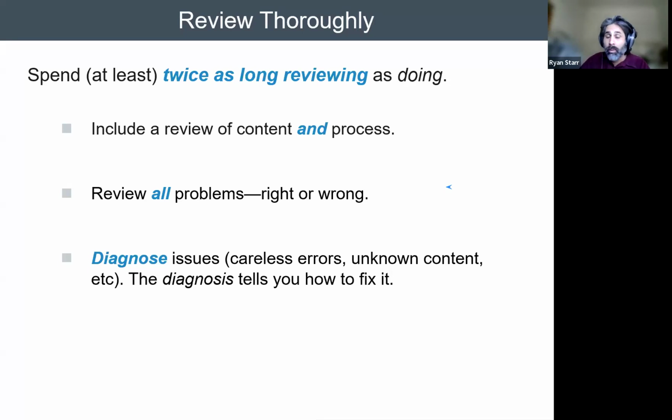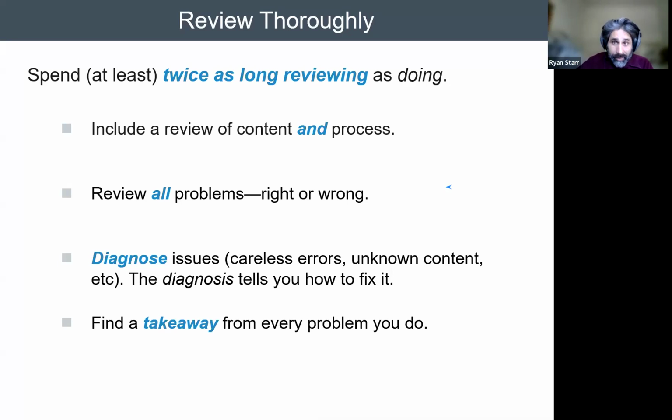Because the more you can pinpoint what your actual issue was, the more you can come up with a takeaway that's going to redress that issue. And then you can practice that takeaway in subsequent problems and turn it into your new habit. And that is the goal of reviewing. Figure out exactly what your problems are and use those problems as a stepping stone to generate takeaways. Use those takeaways on future problems.